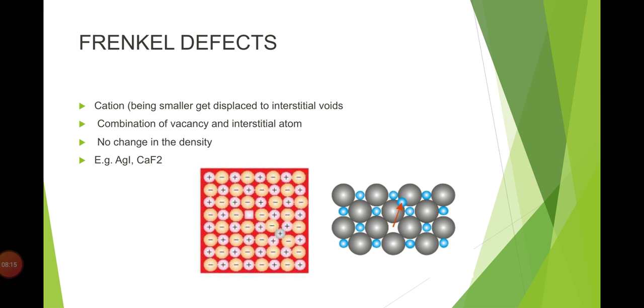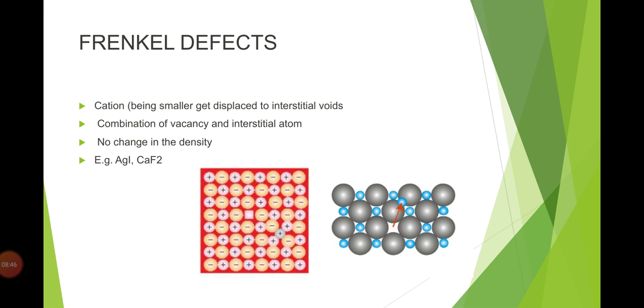Now the second is the Frenkel defect. It is the same as the interstitial defect, a combination of a vacancy and an interstitial form. Here there is no change in the density, because in an interstitial defect the density and mass will be increased, but here there is no change in the density or mass, because the hole or the electron will move from its place to another place.